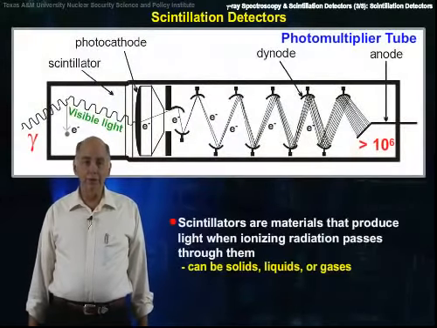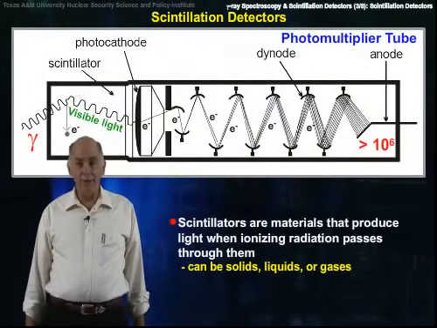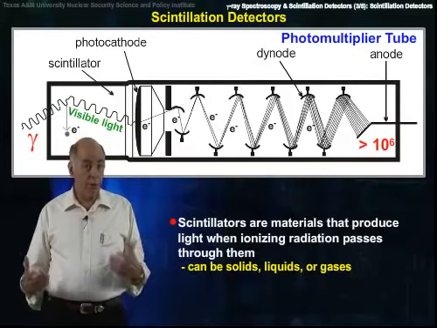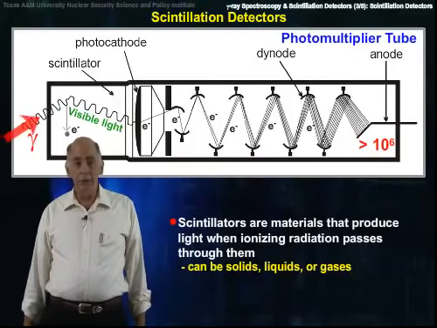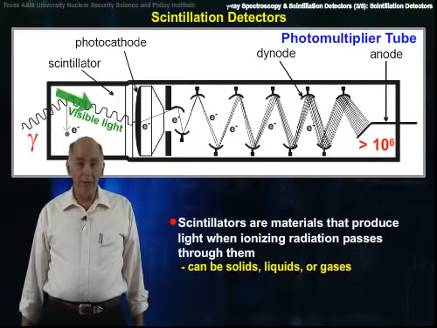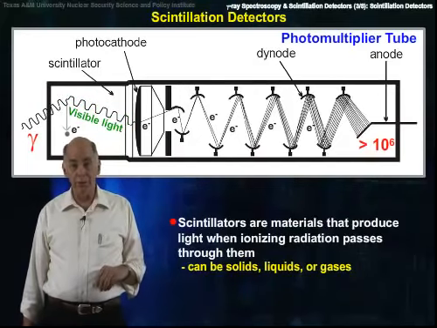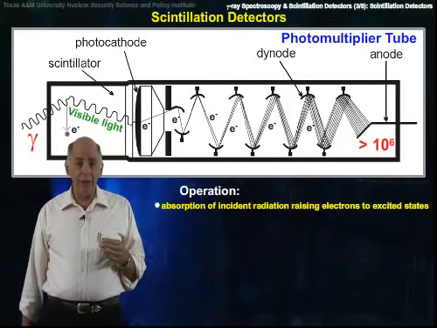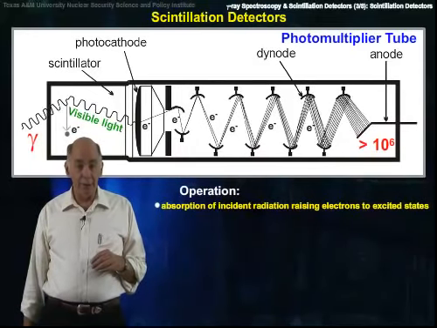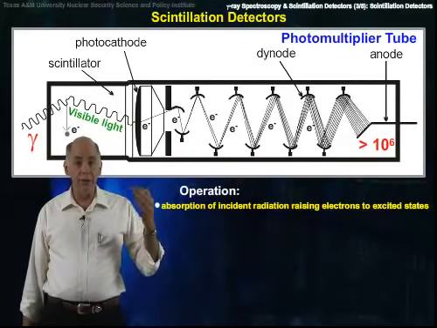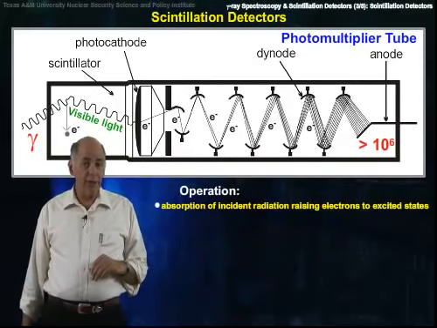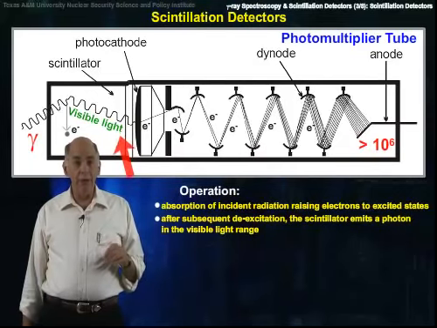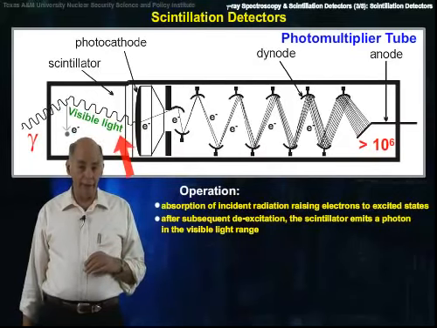Scintillators are materials that produce light when ionizing radiation passes through them. These materials can be solids or liquids or gases. Scintillator materials absorb incident gamma radiation by one of the three mechanisms we discussed before. As the kinetic energy of the reaction electrons is deposited in the material, it raises the material's electrons to excited states. During the subsequent de-excitation, the scintillator usually emits a photon in the visible light range.